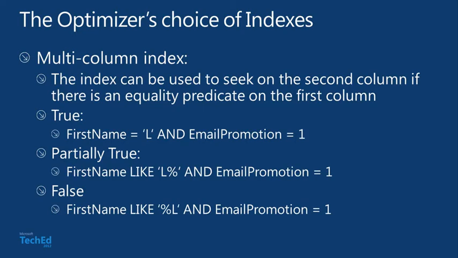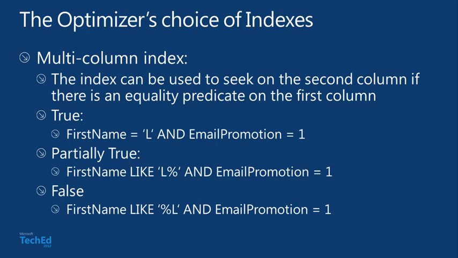If you look at the first example, which I say is true, first name is equal to L and email promotion is equal to 1. If I am writing a query like this, then my index is what we call fully seekable. So it is able to seek on first name as well as on email promotion. Partially true if first name is like L% and email promotion is equal to 1. And of course, you cannot seek on this particular index in the last one, where first name is like %L. So if you can't seek on the first column, you definitely cannot seek on all the other trailing columns.